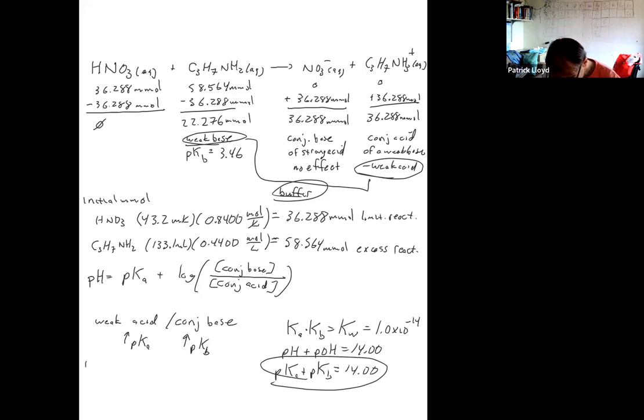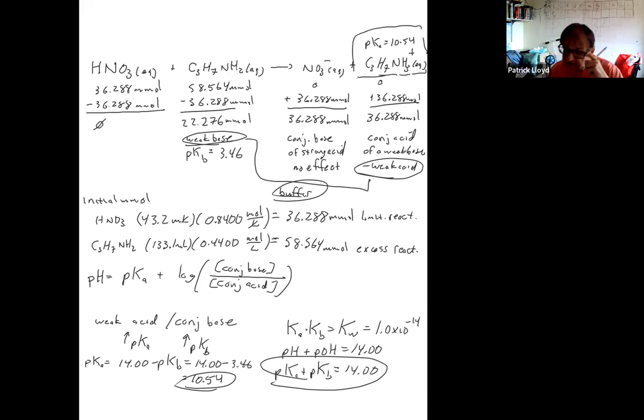The pKa of the conjugate acid is just 14 minus the pKb. Cool, right? So that's 14 minus 3.46, I think is what I wrote down, which is 10.54. And that sounds about right. So this guy right here, the conjugate acid, has a pKa of 10.54. That allows us to directly use the Henderson-Hasselbalch equation.